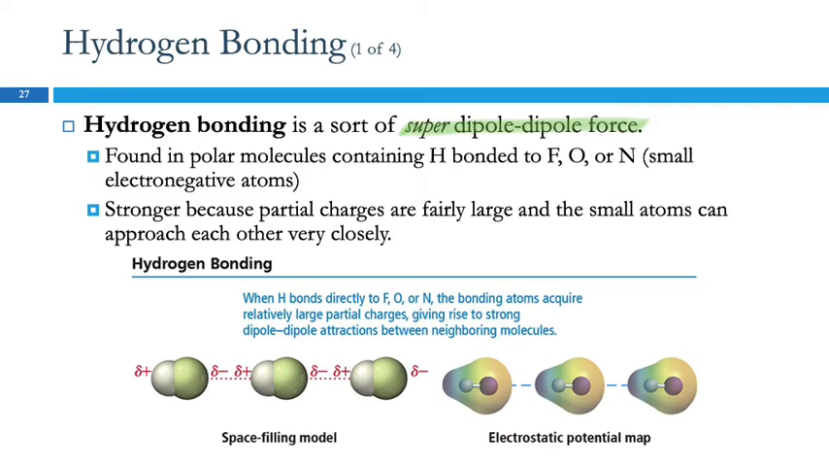So this is going to be a stronger attraction than a regular dipole-dipole force because the partial charges are fairly large, because these are highly electronegative and this is not very electronegative. And we also have small atoms, and so they can get close to each other. So we get higher Qs and smaller Rs, and this is going to be extra strong.